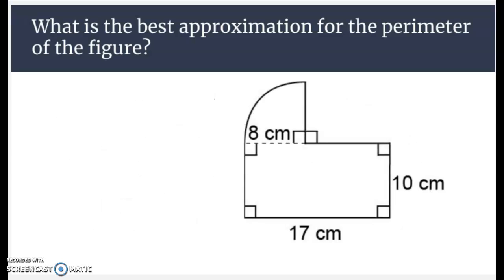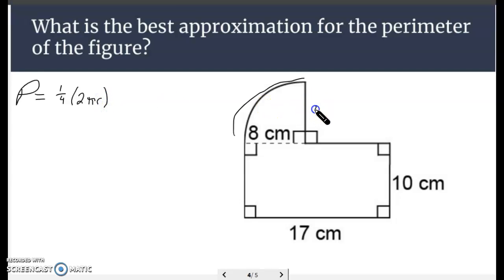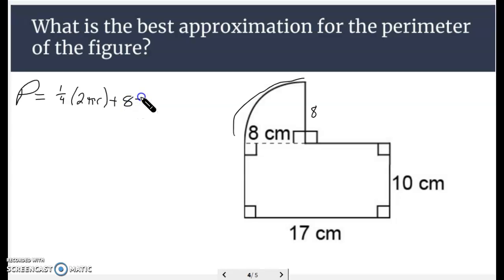Here's a more complicated figure. What's the best approximation for the perimeter of this figure? Right here we have a semicircle. So there's our semicircle here. Let's get a big formula here for the whole figure. 1/4 times 2 times pi times radius. That's our 1/4 circle. Then we have this side here, which is 8. So we're adding 8. Then this side here is 17 minus 8. So I'm looking down at this opposite side here, which is really 9.